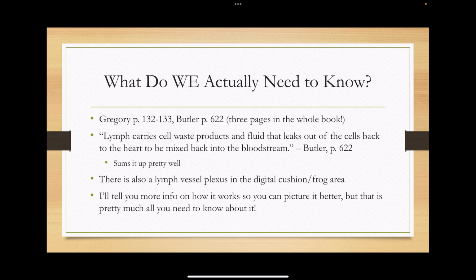Now, from a certification standpoint, there are only a couple of things we need to know, so I'm putting them here as a main takeaway, and if this is all you need to know, great. We have our sources up top, and there's basically one sentence that sums it all up in Butler's book, which is that lymph carries cell waste products and fluid that leaks out of the cells back to the heart to be mixed back into the bloodstream. If you can remember that, perfect. That is it. He also talks about a lymph vessel plexus being around the digital cushion/frog area, which is probably a good thing to know.